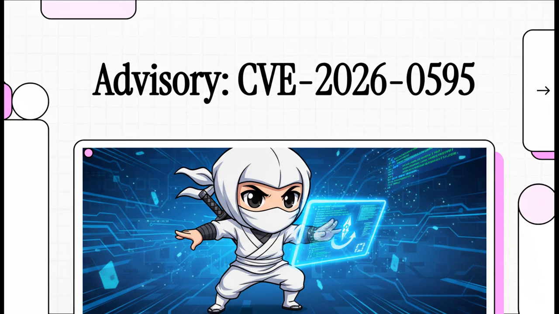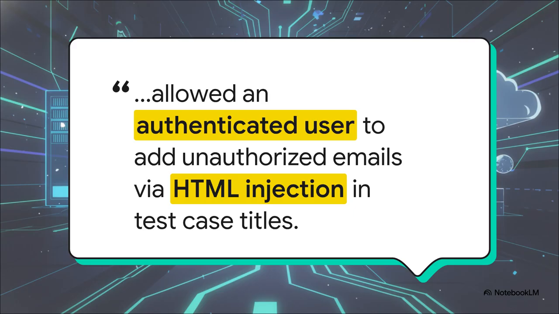All right, listen up. This is a Code Ninja security advisory. We are tracking CVE-2026-0595. It's a critical vulnerability in GitLab, both community and enterprise editions. This requires your immediate attention. So, what are we really looking at here?